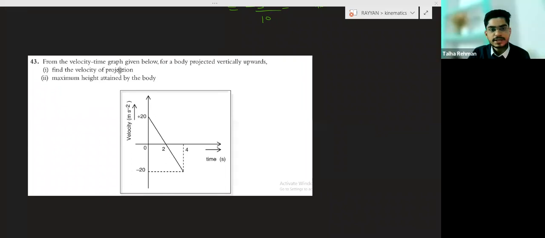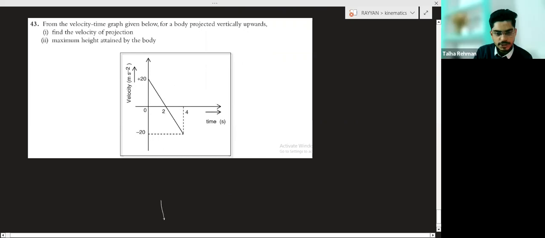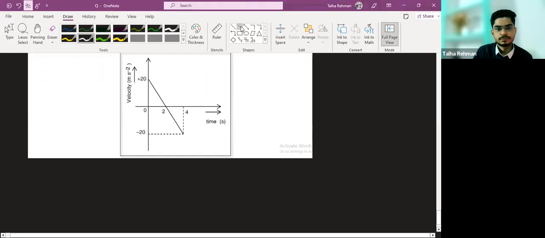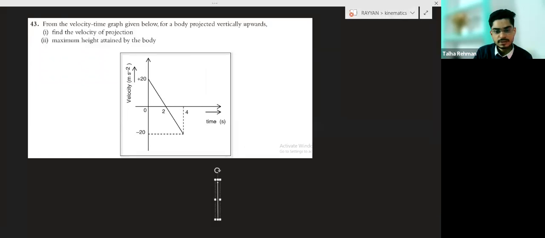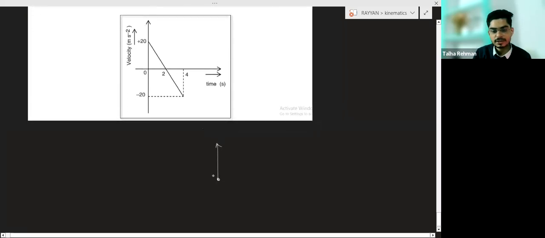So from the velocity time graph, basically this is a velocity time graph. From the velocity time graph given below, for a body projected vertically upwards, find the velocity of projection. Velocity of projection means, suppose a body is projected upward like this. So if the body will be projected upward like this, they are asking with how much velocity you have projected the body, means they are asking the initial velocity.